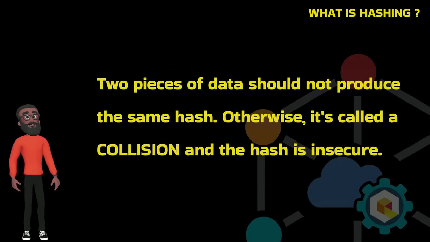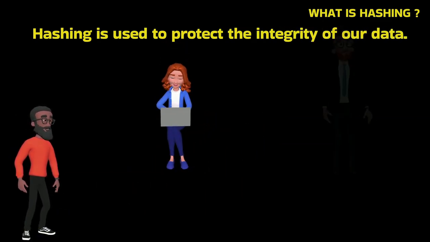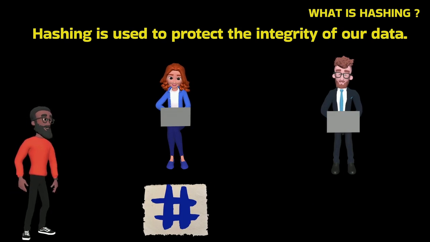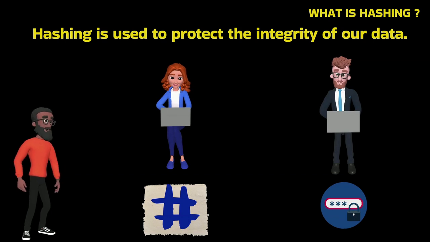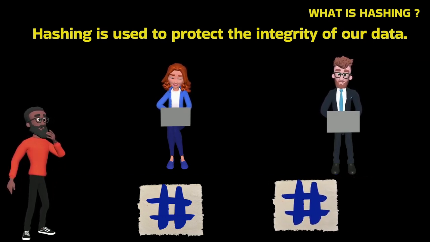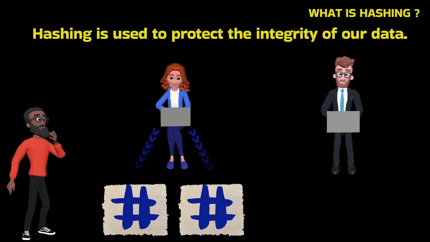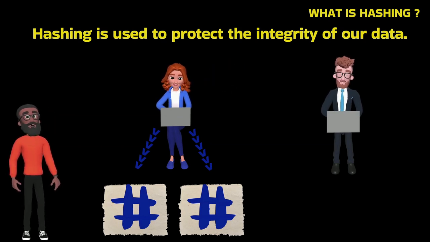So how does hashing prove integrity? Well, hashing is used to protect the integrity of our data. Let's say Lucy and Ricky are working together. Lucy stores the hash of Ricky's password, not the password itself, the hash value. When Ricky logs in, he types in his password. His computer hashes it and sends the digest to Lucy. Lucy then compares it to the stored digest. If they match, she knows Ricky typed the right password. With hashing, there's no need to ever store or send the actual password.